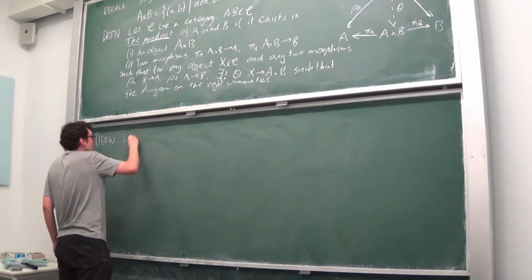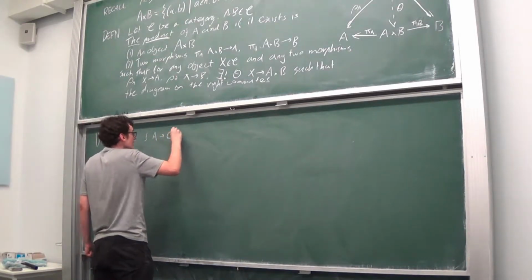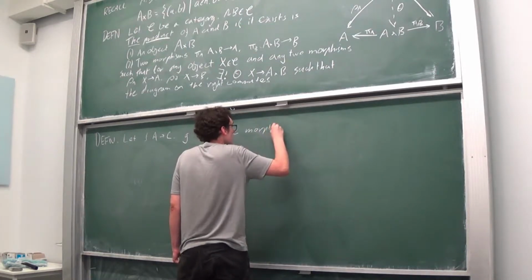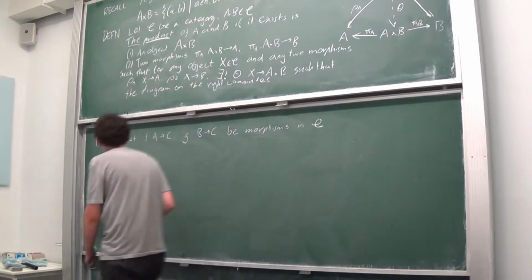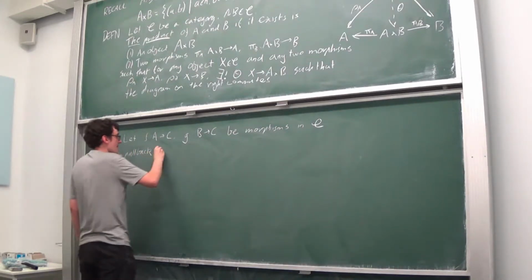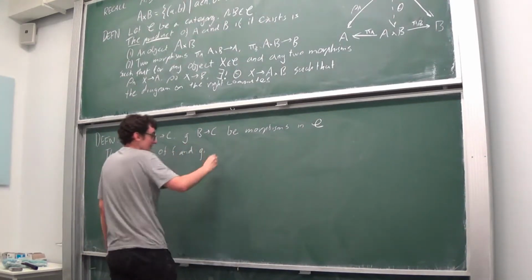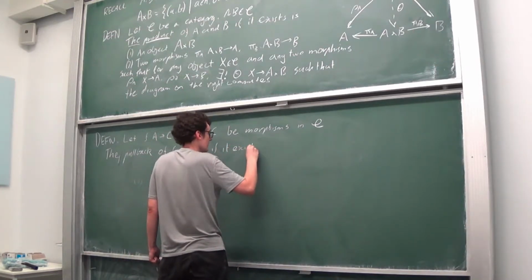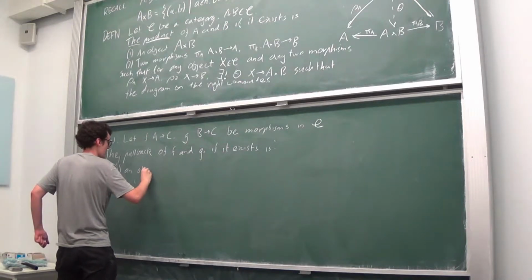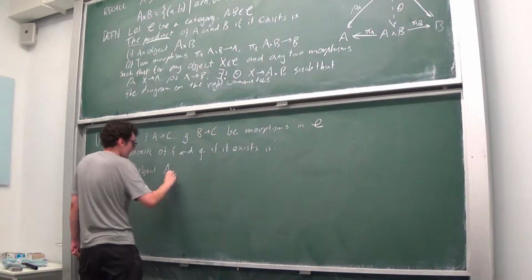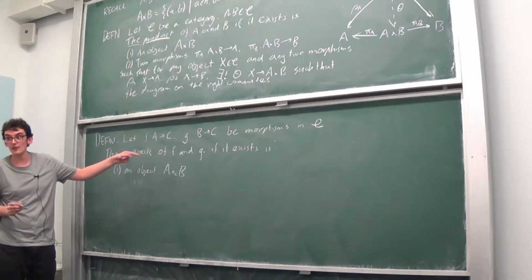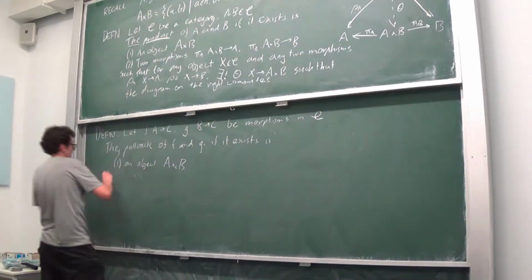So let C be a category as before, and let F: A to C and G: B to C be morphisms in the category C. The pullback of F and G, again, if it exists, is, so first of all, it's an object, which is usually denoted as A ×_C B. This is admittedly fairly poor notation because it doesn't actually have any reference to the maps F and G inside of it, but usually when you're working with pullbacks, the maps F and G are understood and not varying.